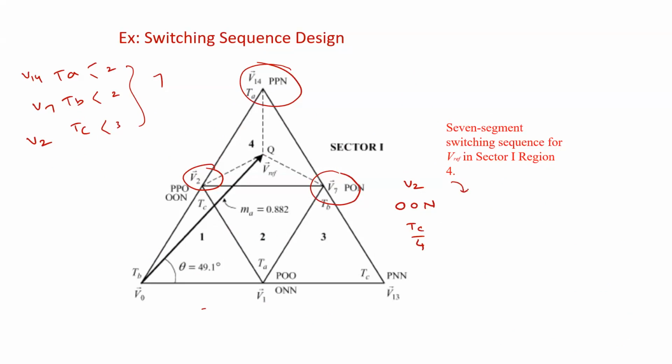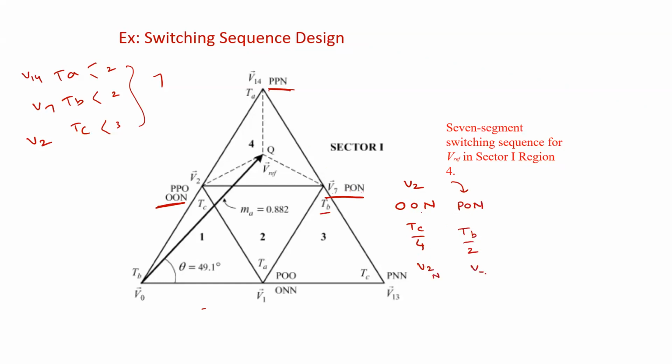So what comes after this? V7. What is the preferred choice? We need to select which space vector. There are 2 possibilities: either we turn on V7 or V14. V14 consists of PPN, and this consists of P0N. If you place P0N here, only the A phase is affected. This time period is TB by 2. Understood? So this is the V2 N vector we consider.